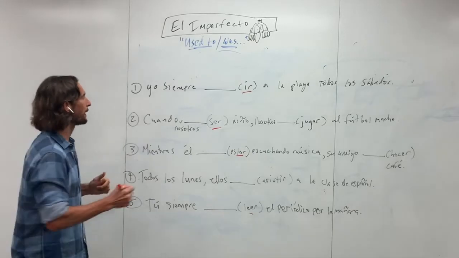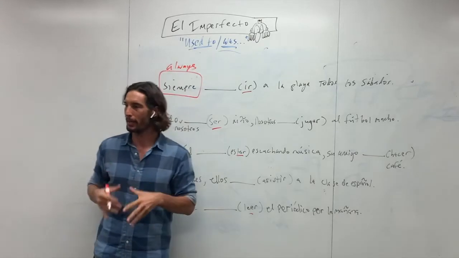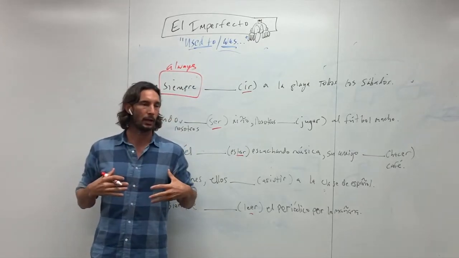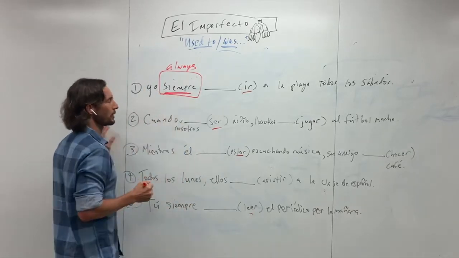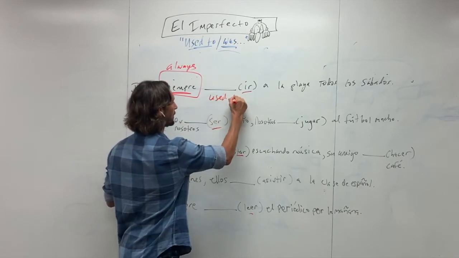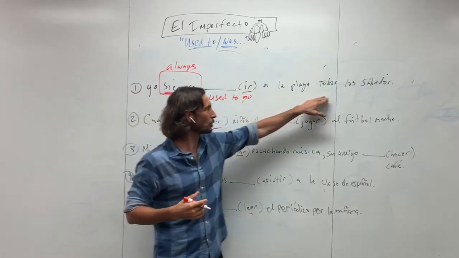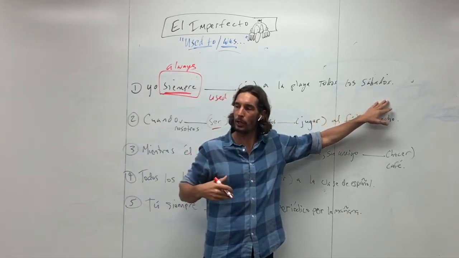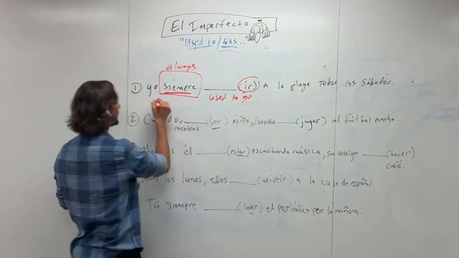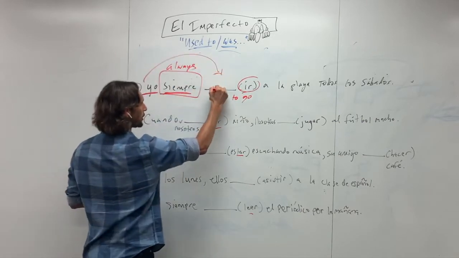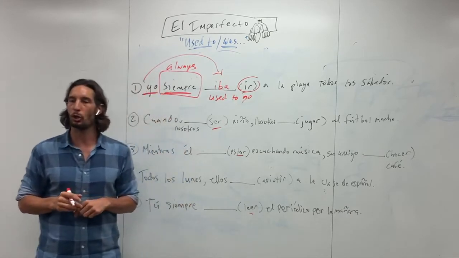So we have yo siempre. And notice we use siempre, which means always, right? That's definitely going to imply something that has been habitual in the past. And so, yo siempre, I always used to go is really what your translation will be. So I always used to go a la playa todos los sábados. So I always used to go to the beach every Saturday, right? So that's what you're saying. So again, ir. The subject is yo, so our conjugation will be iba. So yo siempre iba a la playa todos los sábados.